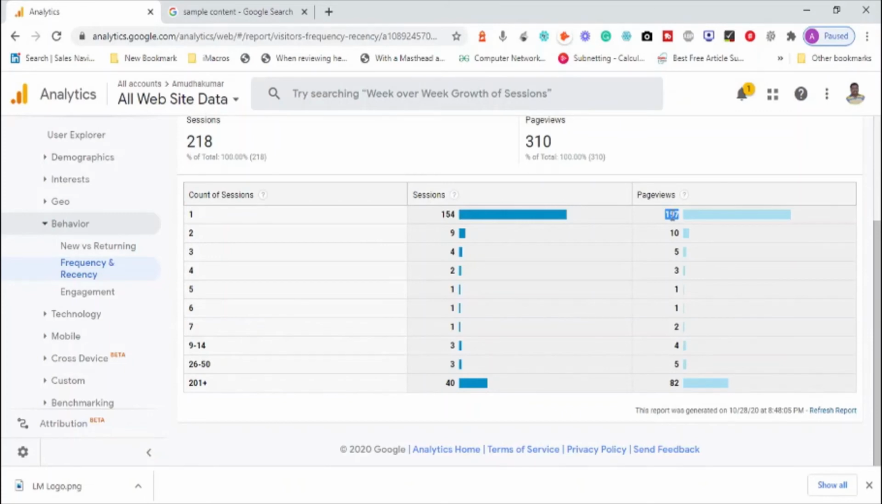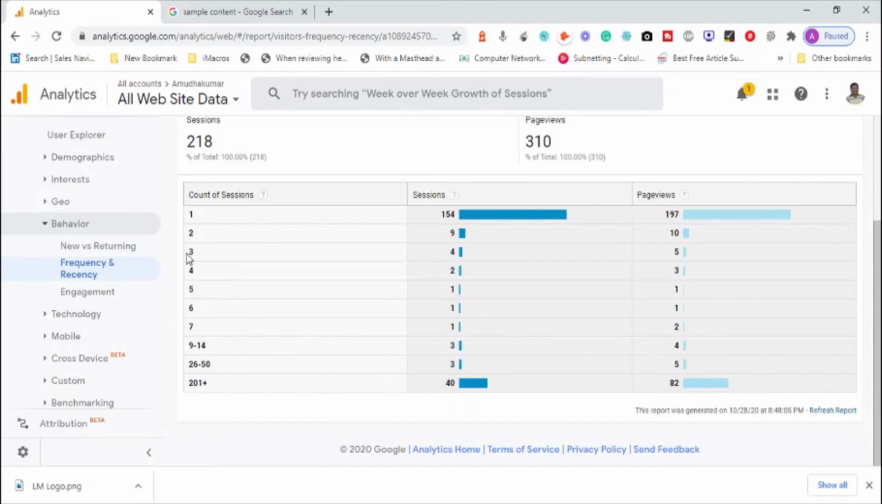Now one person coming to the website one time is called a session. Like this, 154 people came to the website only one time, navigated 2 to 3 pages and went off. So the 154 people who visited the website only one time generated 197 page views. That's the logic. Now there are only 9 people, or 9 sessions, who visited the website 2 times, and they navigated 10 pages.